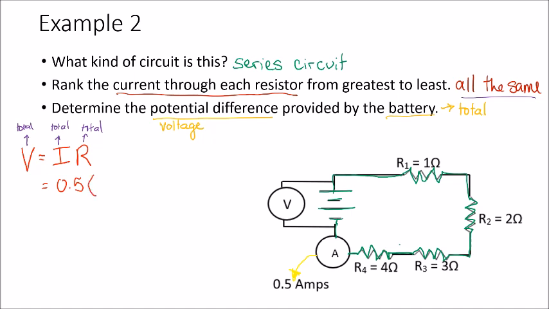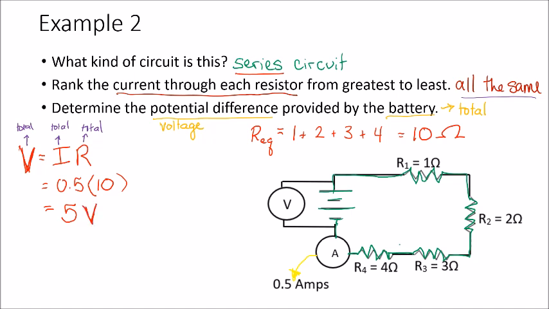For the resistance, we need the total resistance, which is also called the equivalent resistance. And in series, we need to add the resistances together. So 1 plus 2 plus 3 plus 4. So we have 10 ohms of resistance in this circuit. 0.5 times 10 is 5, and we just found the voltage, or the potential difference, so we have 5 volts. So this voltmeter would read 5 volts.